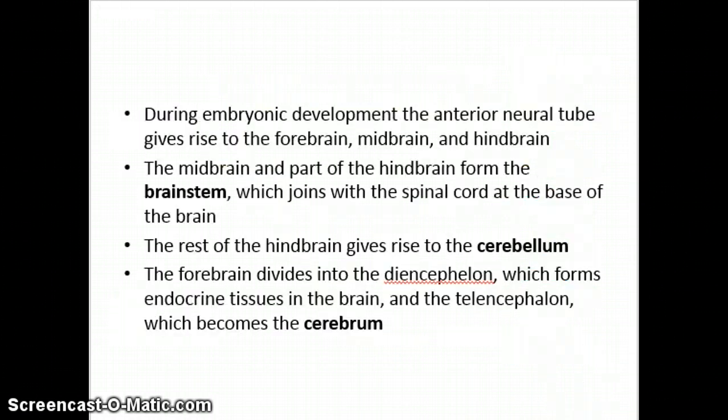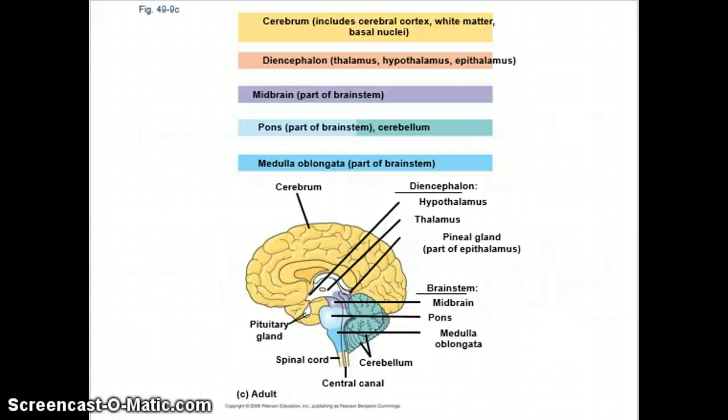So during embryonic development, the anterior or front neural tube gives rise to the forebrain, midbrain, and the hindbrain. And the midbrain and part of the hindbrain are what are going to form the brain stem, which is going to join the brain with the spinal cord at the base. The rest of the hindbrain is going to give rise to the cerebellum, and then the forebrain is going to divide into the diencephalon, which forms endocrine tissues in the brain, and the telencephalon, which becomes the cerebrum. So this is showing that developmental division of the different sections of the brain here.